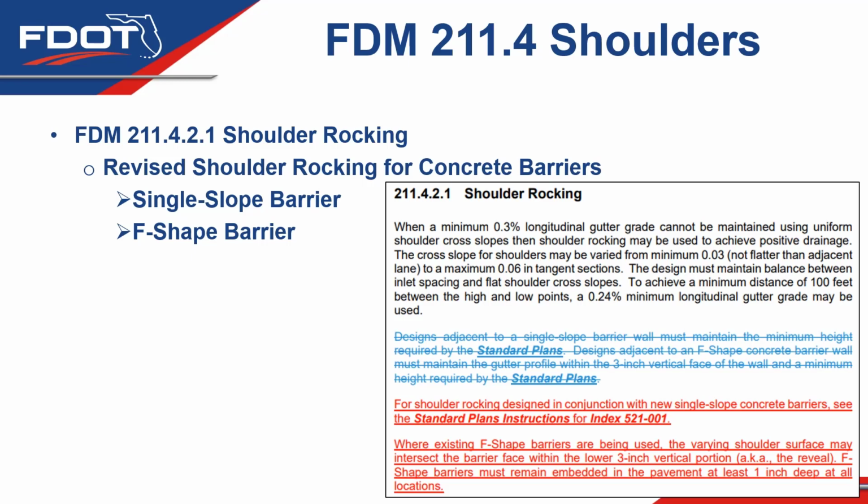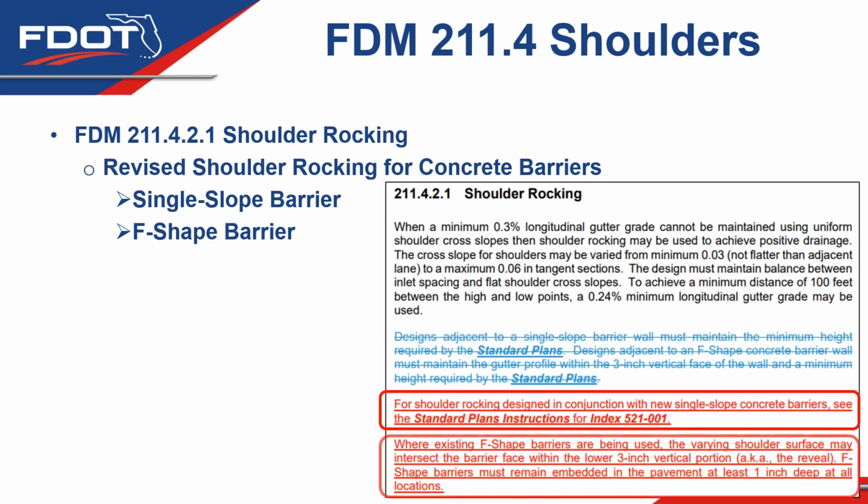So when shoulder rocking is being provided for new single slope concrete barriers, see the standard plans index 521-001 instructions for more information on the design assumptions and limitations of this treatment. The SPI for this index has been revised to include additional information for shoulder rocking. For shoulder rocking adjacent to the old existing F-shaped barrier, this language has been revised to clarify the criteria here in the FDM.